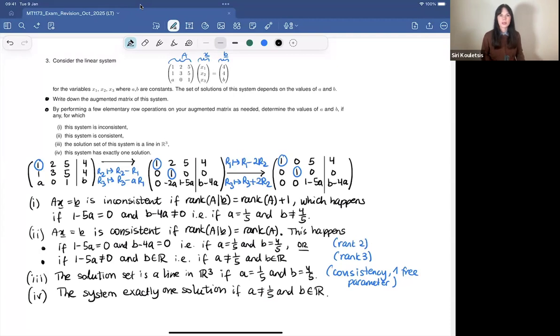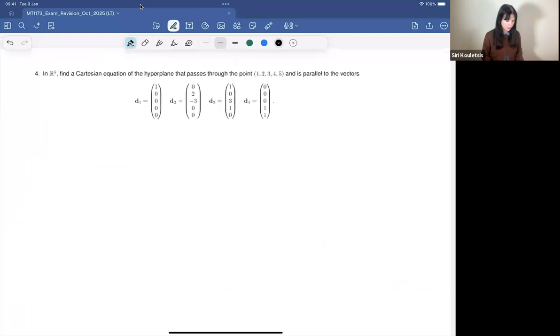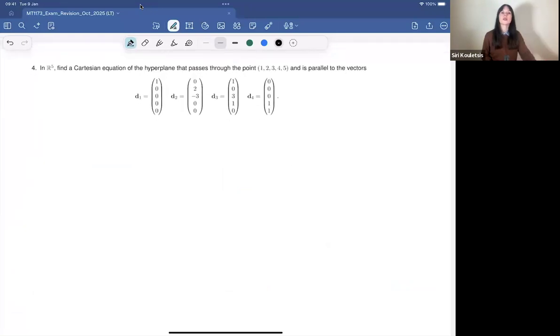That wraps up question number 3. Now let's move on to the next question. In R5, find a Cartesian equation of the hyperplane that passes through the point (1, 2, 3, 4, 5) and is parallel to these 4 vectors you see here, d1, d2, d3, and d4.